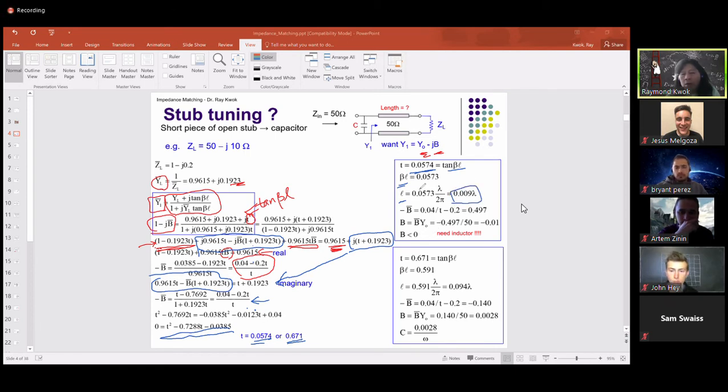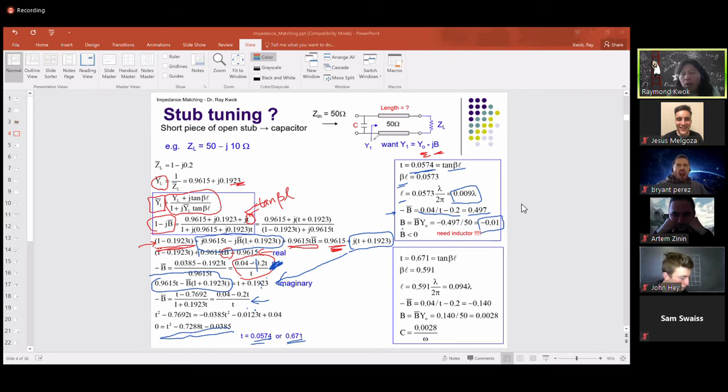And once I know T, I can go back to any one of these equations and solve for the other variable, B bar. So I plug that back into here. I'm using these equations here. Plug it in here. I solve for B. B is equal to 0.497. And so B, that's normalized, right? To unnormalize it, I have to multiply by Y naught. Y naught is 1/50. That means I divide this by 50. So I get B is equal to minus 0.01.